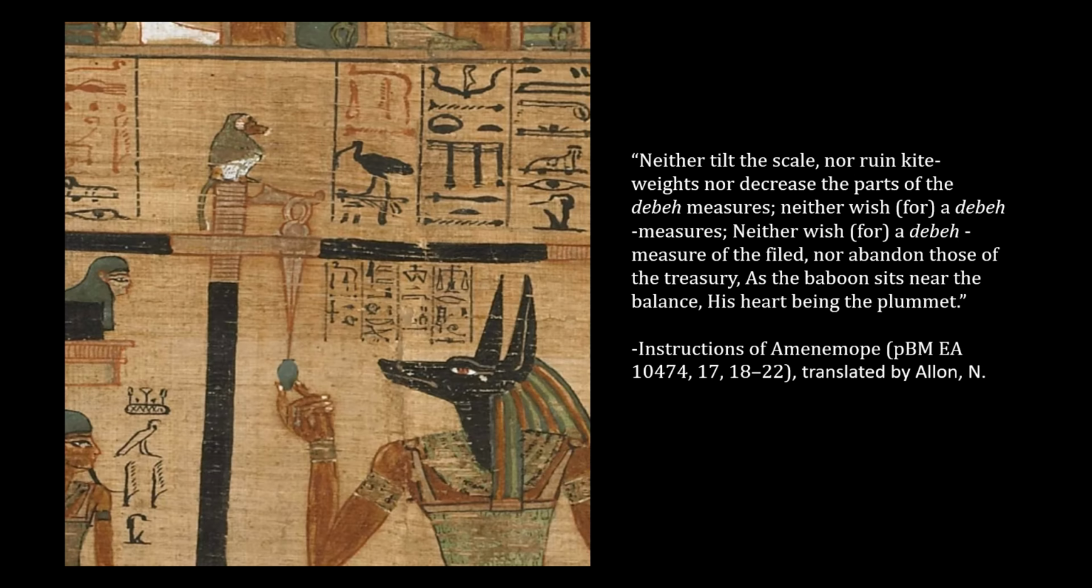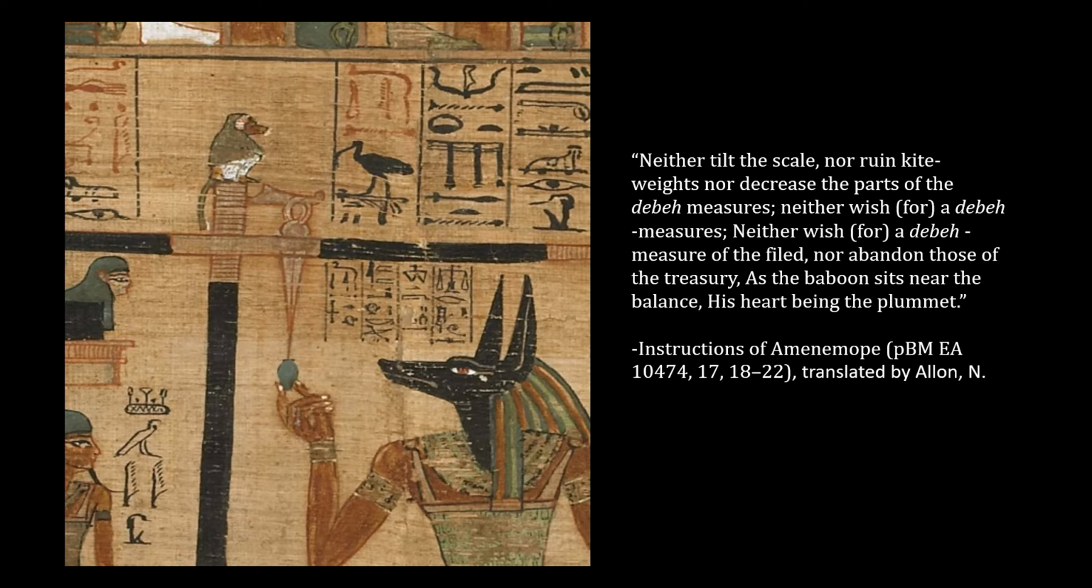And in this capacity, the baboon is scrutinizing the accurate and proper use of the balance, a role that is evoked in the Instructions of Amenemope. "So neither tilt the scale, nor ruin the weights, nor decrease the parts of the deben measures, neither wish for a deben measure of the fields, nor abandon those of the treasury, as the baboon sits near the balance, his heart being the plummet."